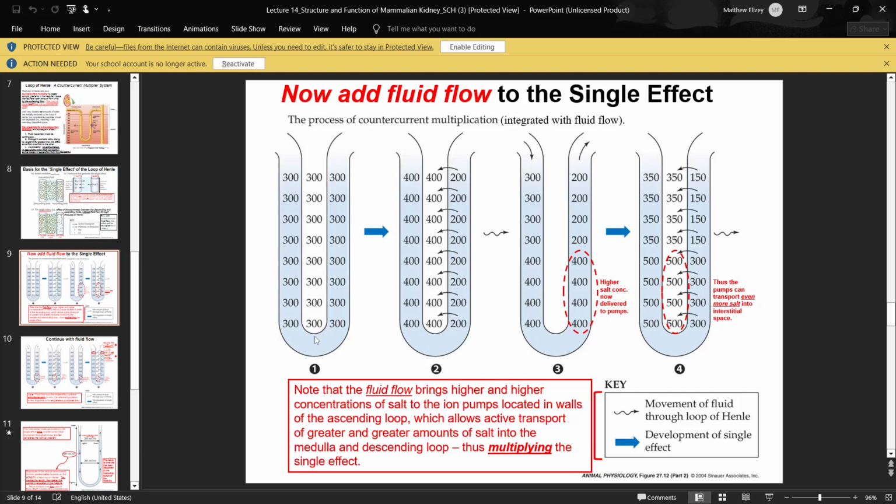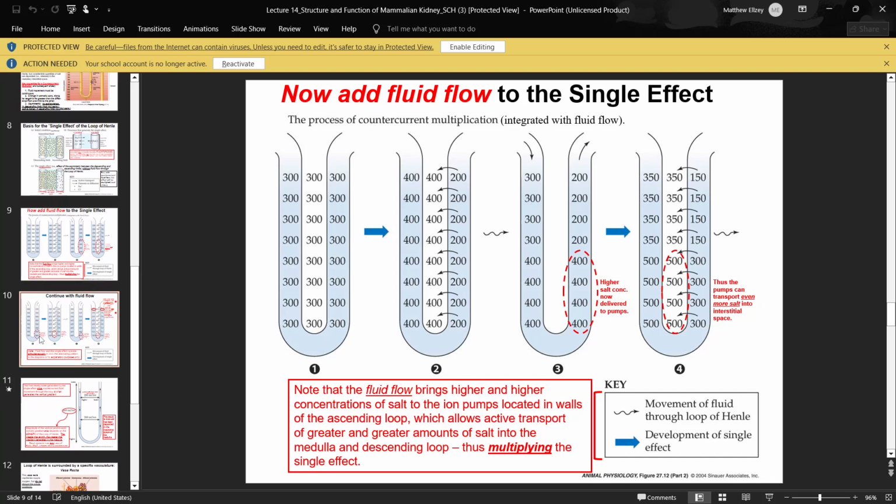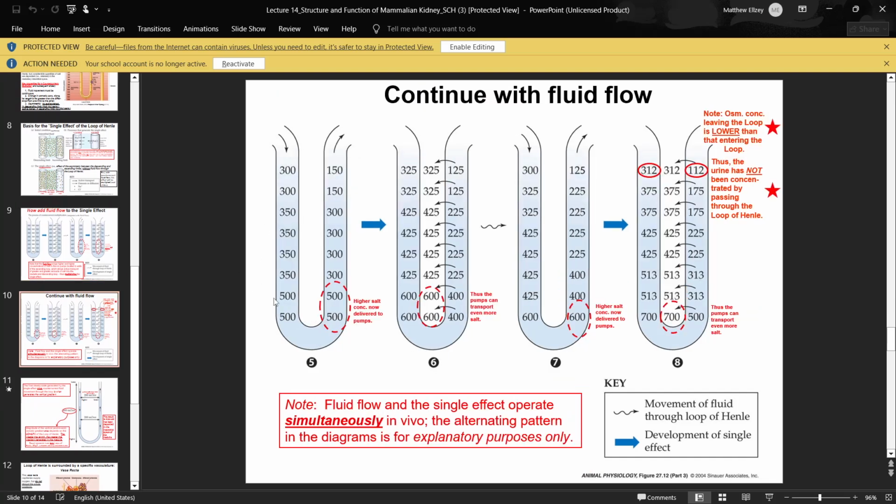So right here, everything's in equilibrium. And as we get more and more fluid flow, we're going to be bringing more and more salts to these active transport pumps in the ascending limb. That's going to create a larger and larger gradient into the interstitial space, which is then going to drive even more water outside of the descending loop. It's just going to keep multiplying this gradient. So as we continue with fluid flow, even more salts are pumped into the interstitial space, and eventually we're going to create a very large gradient in osmolarity.